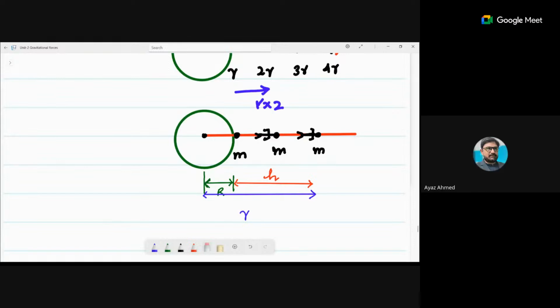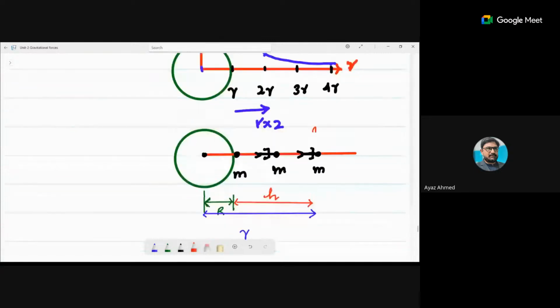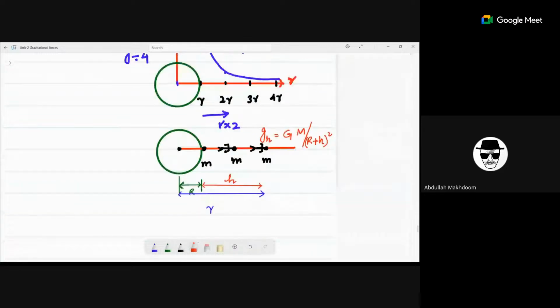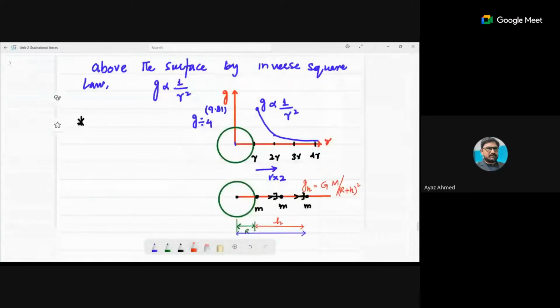बात समझ रही है? So if I consider g at this point, the value of g at a certain height h, then I will get that this is capital G m divided by (R plus h) whole square, isn't it? Yes, sir.